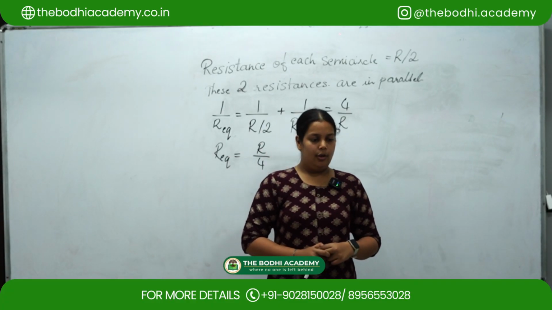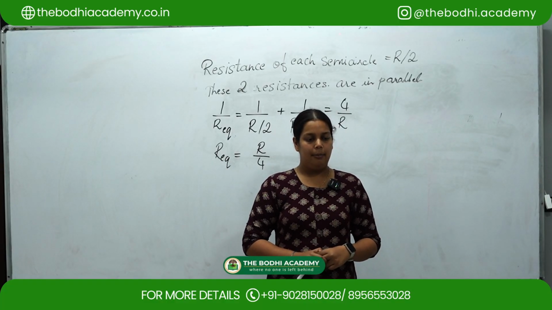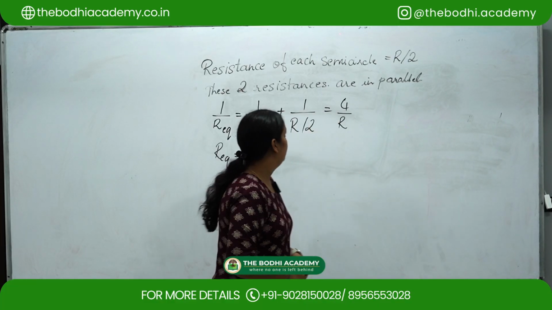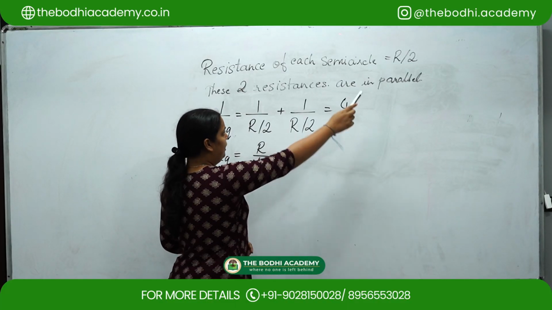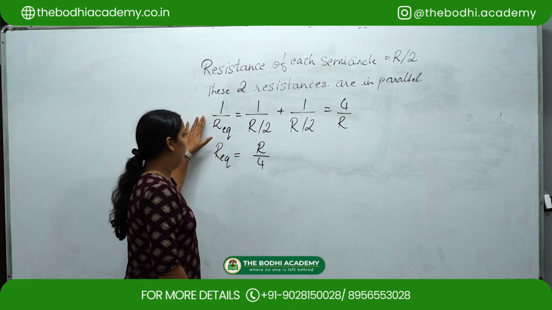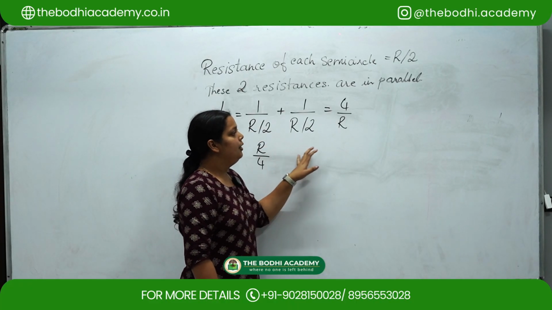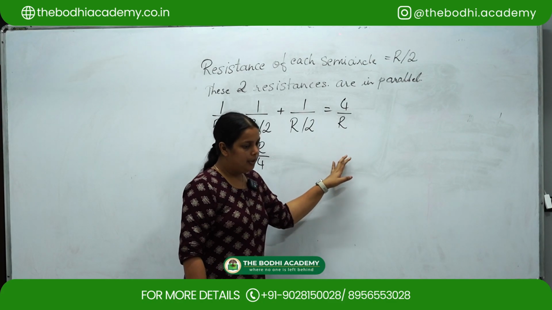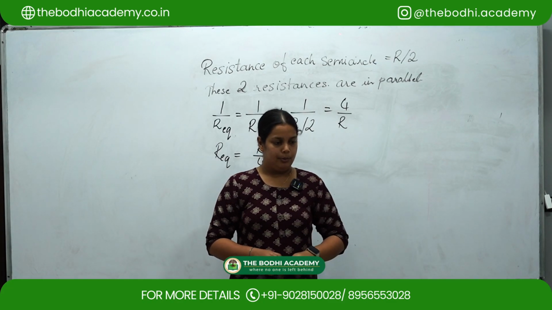When the wire of resistance R is bent into a circular loop, the diametrically opposite points divide the loop into two equal semicircles. So the resistance of each semicircle will be R by 2. These two resistances are in parallel. So 1 upon R equivalent will be 1 upon R by 2 plus 1 upon R by 2. So we'll get 4 upon R. So the equivalent resistance will be R by 4.